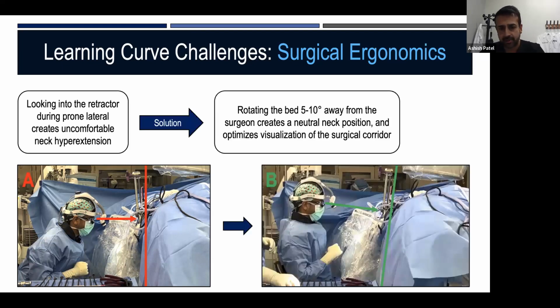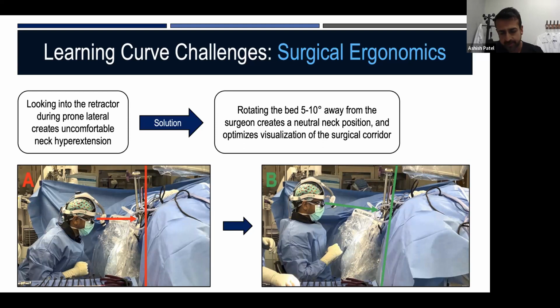And so we started rotating the bed. We sit when we perform the discectomy part. I stand when I'm doing the approach into the retroperitoneum. Once I'm docked, I sit down. And just very mild rotation of the bed, 5 to 10 degrees away, creates more of a neutral neck position.